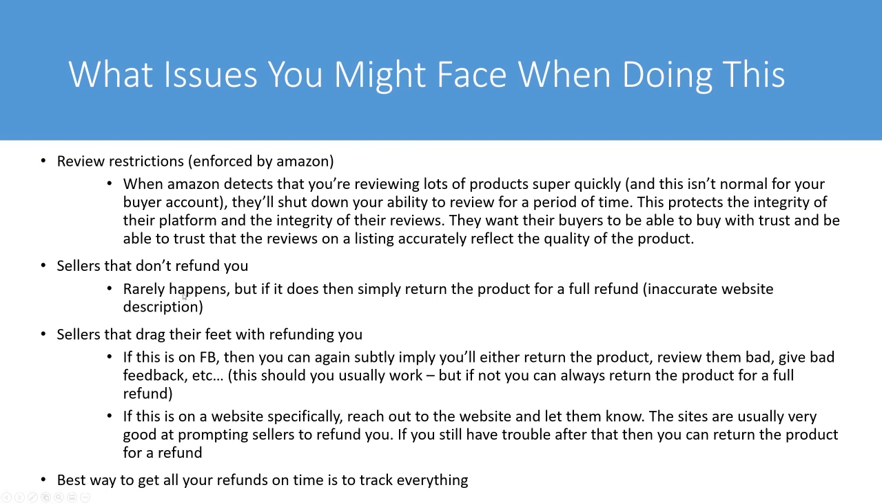Especially if you're using the sites that I recommend in the cheat sheet or in any of my courses, it's rarely going to happen. You're rarely going to deal with it. But if it does happen, then all you have to do is simply return the product for a full refund as inaccurate website description, and you will get your money back, okay? You can always return an Amazon product online if you categorize it as inaccurate website description within 30 days, okay?